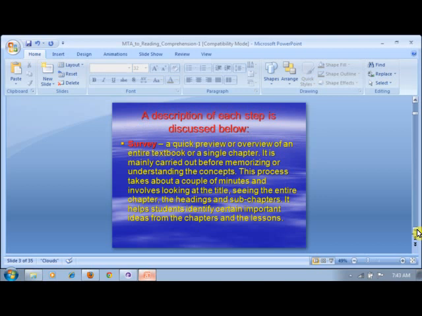Survey: a quick preview or overview of an entire textbook or a single chapter. It is mainly carried out before memorizing or understanding the concepts. This process takes about a couple of minutes and involves looking at the title, seeing the entire chapter, the headings, and subchapters. It helps students identify certain important ideas from the chapters and the lessons.